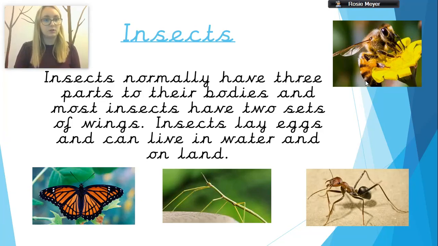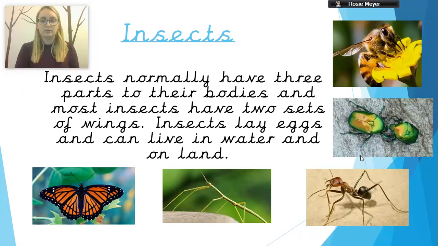Most insects also have 6 legs, but not all insects. Okay, so these insects here you can see have all got 6 legs, but some of them have more than that. And we've got a beetle who's got the 3 parts of the body, and most beetles actually do have 2 sets of wings hiding underneath their shell or their hard exoskeleton.